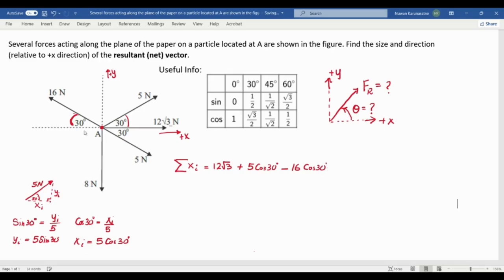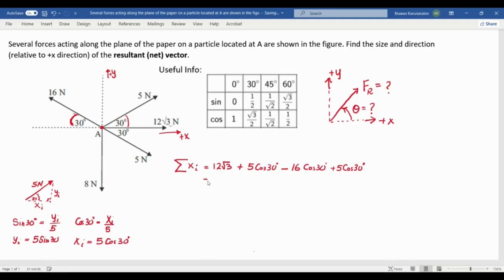Okay. And then I'm going to the next one, which is 8 newtons. That is directly along the negative y direction, so there's no x component for that. Okay. So we don't need to worry about that. Then we come to the 5 newtons in the fourth quadrant. There again, it will have a positive x component given by plus 5 cosine 30 degrees.